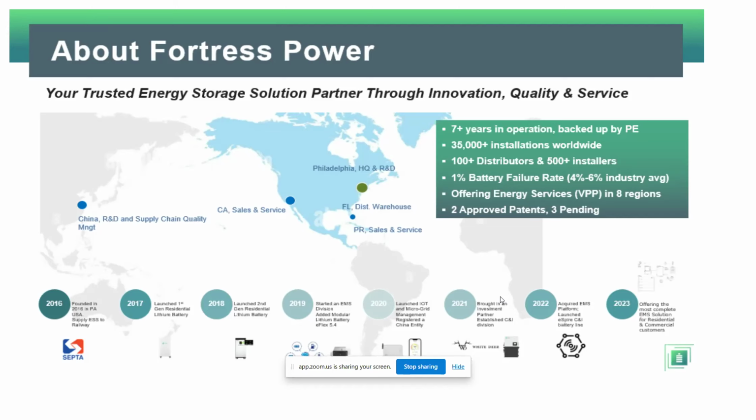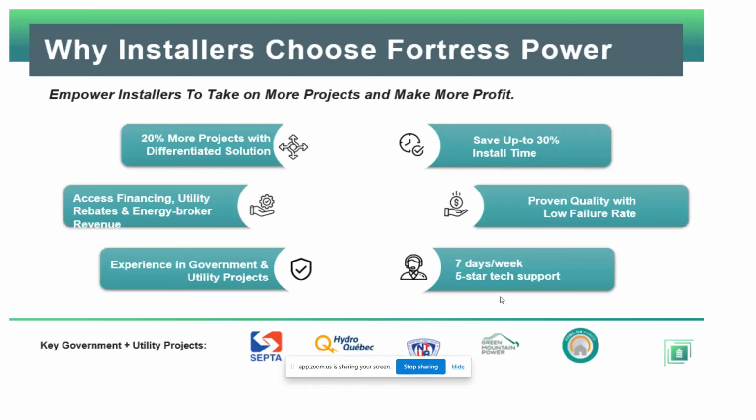Fortress Power has all sorts of different products in residential and commercial, and installers have chosen Fortress Power because of our differentiated solutions that help them close more deals and get access to more projects. The solutions are designed to save you time and money because of their form factor and architecture. I talked a little about our failure rate and quality. We have access to different financing, rebate, and energy broker revenue opportunities for you, the contractor, to help you sell more. And that experience in government and utility projects puts that gold seal on, hey, you're not working with a rookie in the battery space. Fortress Power has been around long enough that we can support your business.